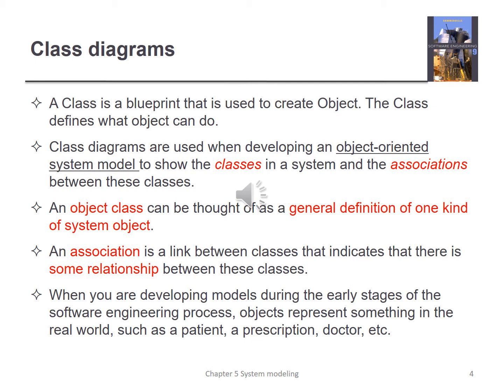When you are developing a model during the early stage of the software engineering process, objects represent something in the real world, such as a patient, prescription, or doctor. That's why it is said to be easy to develop object-oriented programming. For example, if you want to build a hospital system, look at the objects around you. You see a doctor, a nurse, a prescription, a lab, an operation room. All these are objects of that system.